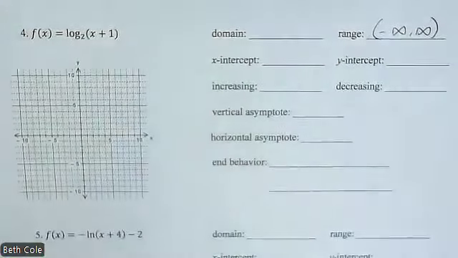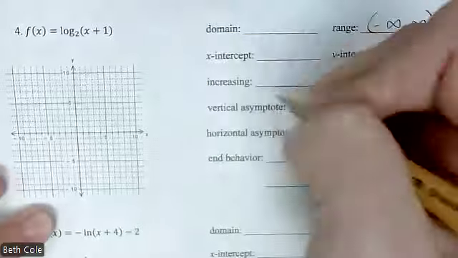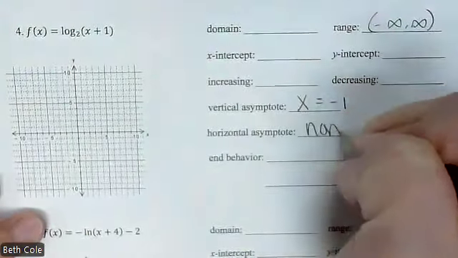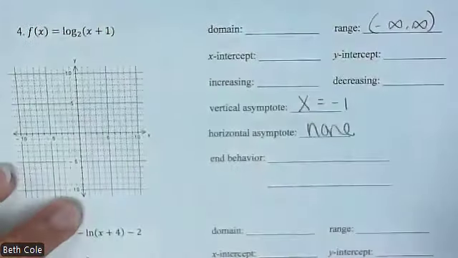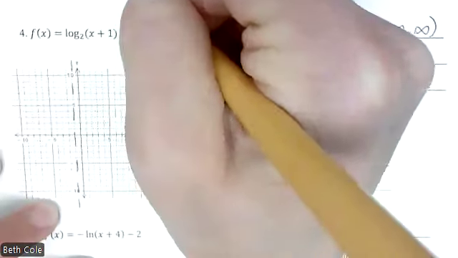This one has vertical. It's usually 0 in the center unless you shifted left or right. So did this shift left or right? Yeah, it went left 1. So your vertical asymptote is x equals -1. Horizontal is none. So those are your automatic things. Okay. Let me go ahead and dot that in at -1. And then we're going to make a table.